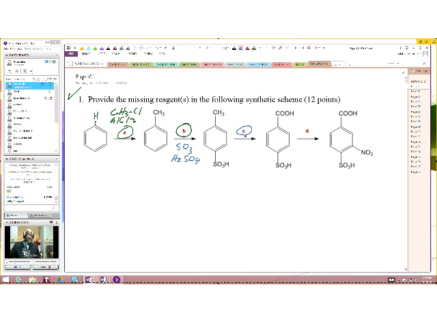How about C? What reagent do we need to go from here? In this case, what are we doing here? We are going to transform this methyl group to the carboxyl group.